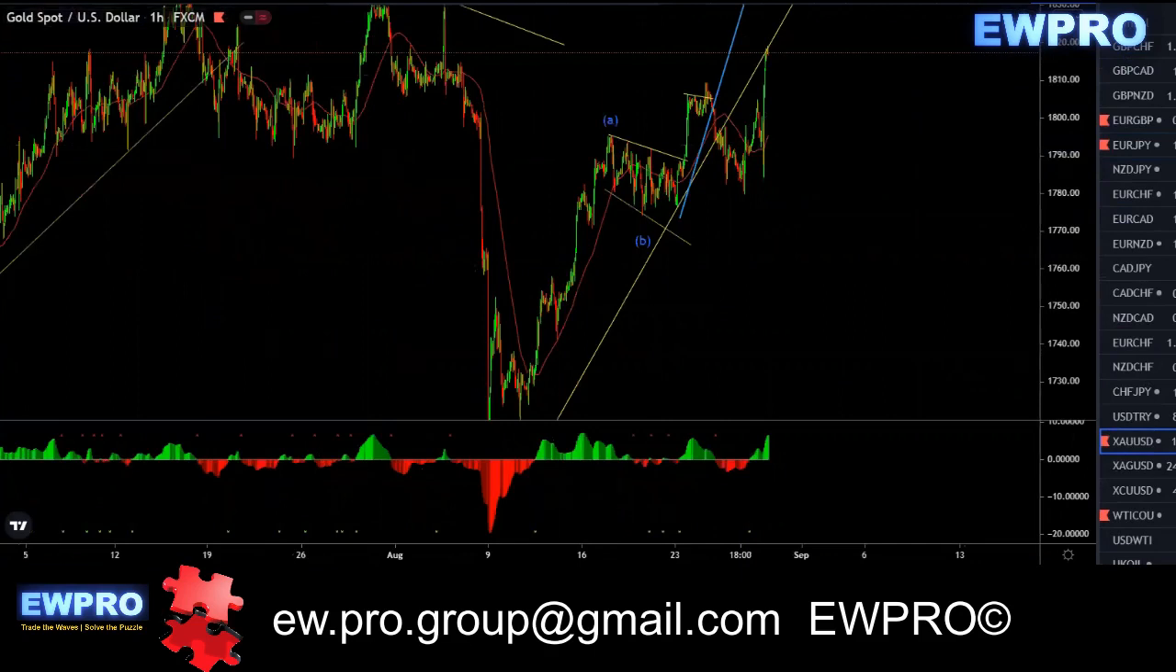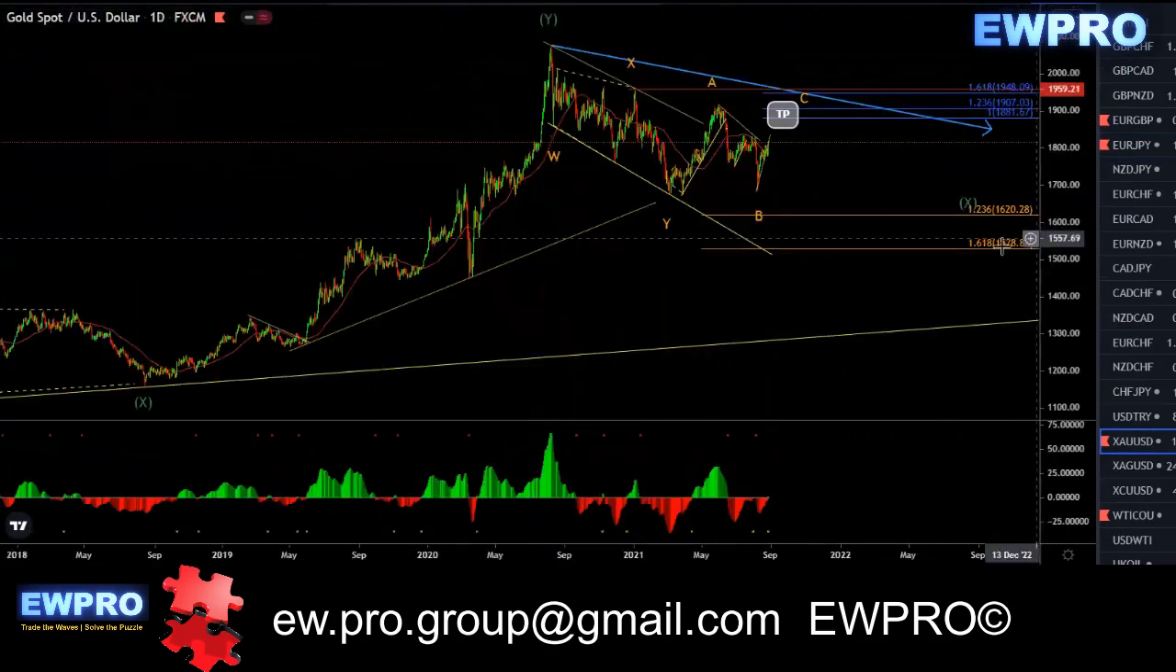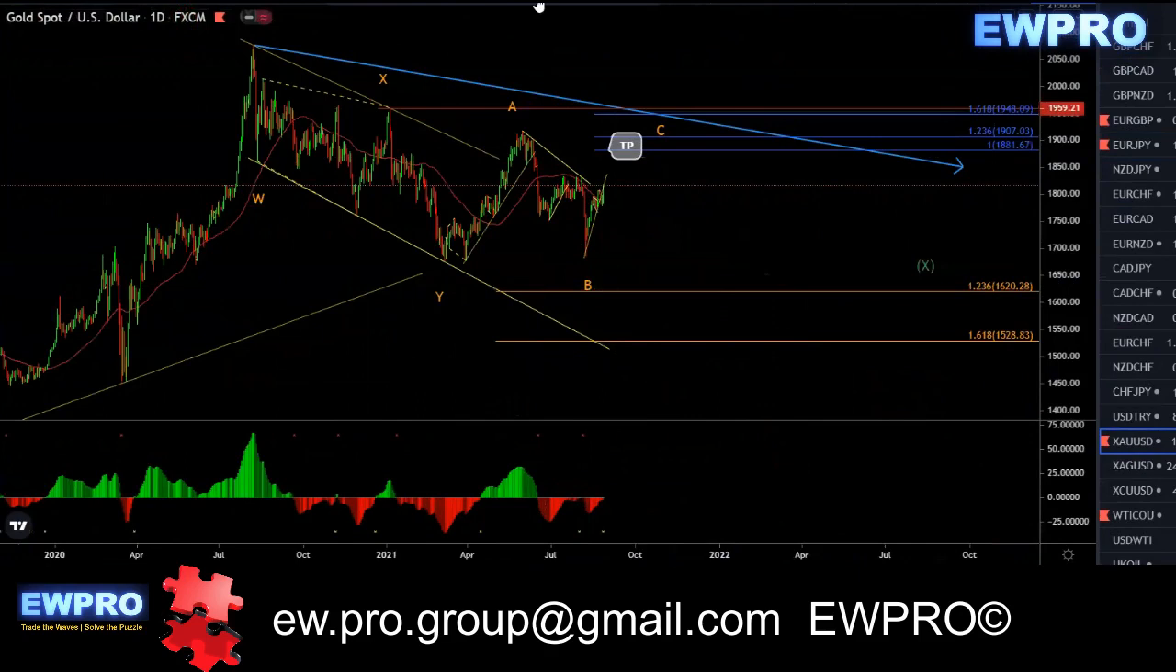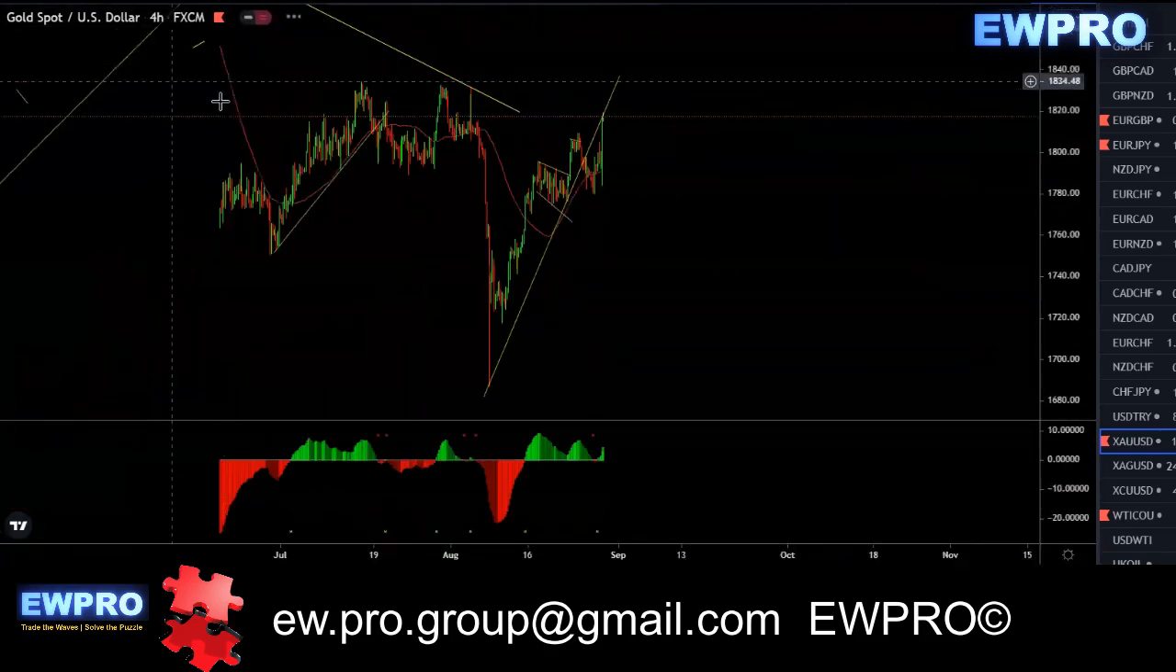Looking at gold on the daily, like I said last week, we didn't break this low over here. We didn't break this low over here. So we're looking at it as an A, B, C in here, and then we get that C up for more downside. Because this one didn't break that low, we have to look at it as a larger flat at this stage.